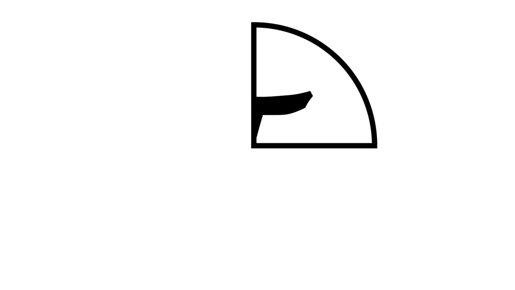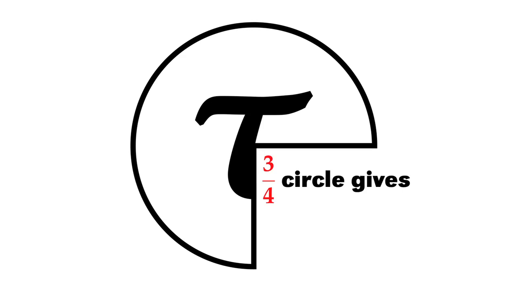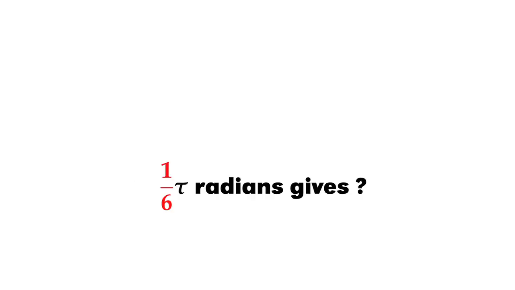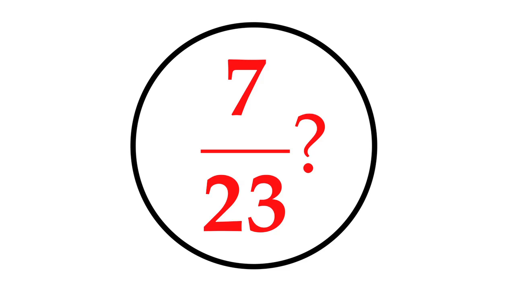What is 1 quarter of a circle when using tau? Well, it's 1 quarter tau radians. Easy. What is 3 quarters of a circle? It's 3 quarter tau radians. Couldn't be easier. What does 1 sixth tau radians correspond to? It corresponds to 1 sixth of a circle. Okay, surprise quiz. What is 7 23rds of a circle in terms of tau radians? Yes, that's right, it's 7 23rds of tau. Seriously, can this be any easier?